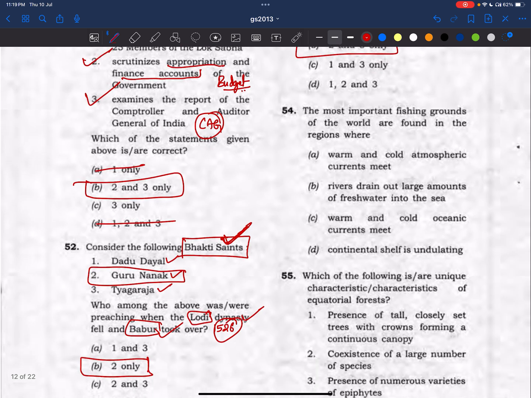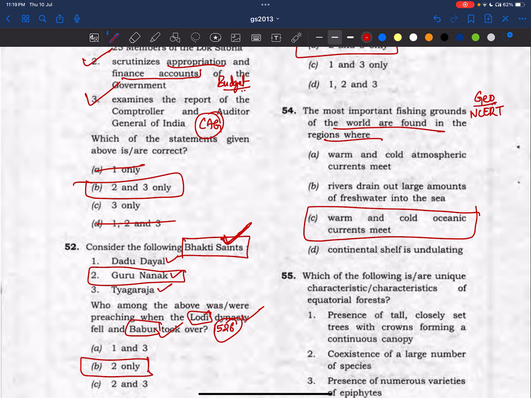Okay. Now, coming to the 54th question. The most important fishing grounds of the world are found in the regions where, we know, warm ocean and cold ocean currents meet. This is a basic NCERT question. The answer is C. And one thing here is we need to revise the geography NCERT, and this ocean currents topic. I'll share the ocean currents diagram in the Telegram channel. I think you all will be having it, and you can refer to the NCERT book as well. But I'll share the ocean currents topic.